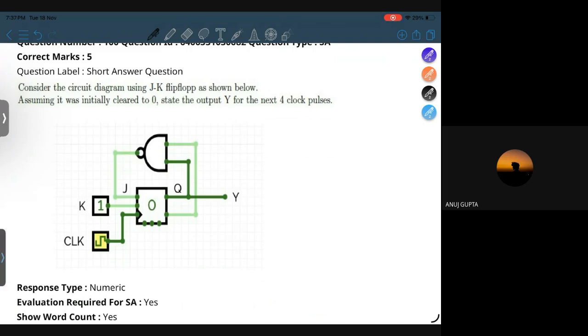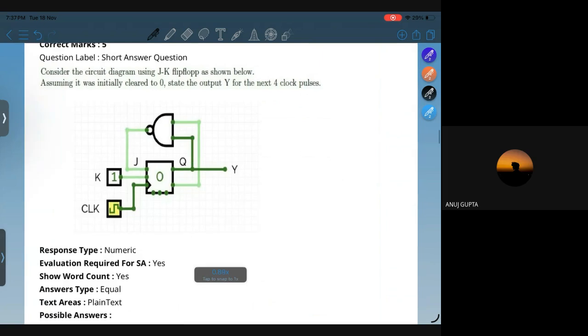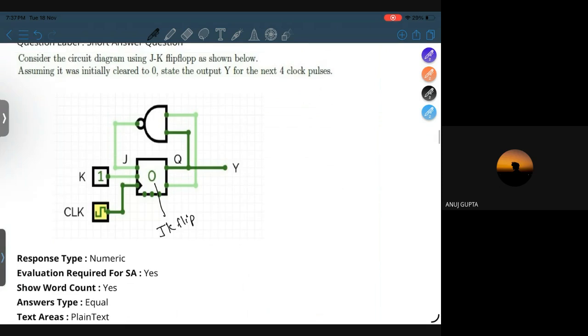Then this, using JK flip flop, assuming it was initially cleared to 0, show the output for the next 4 pulses. Is this a JK flip flop, right? I have not solved this question. No idea.